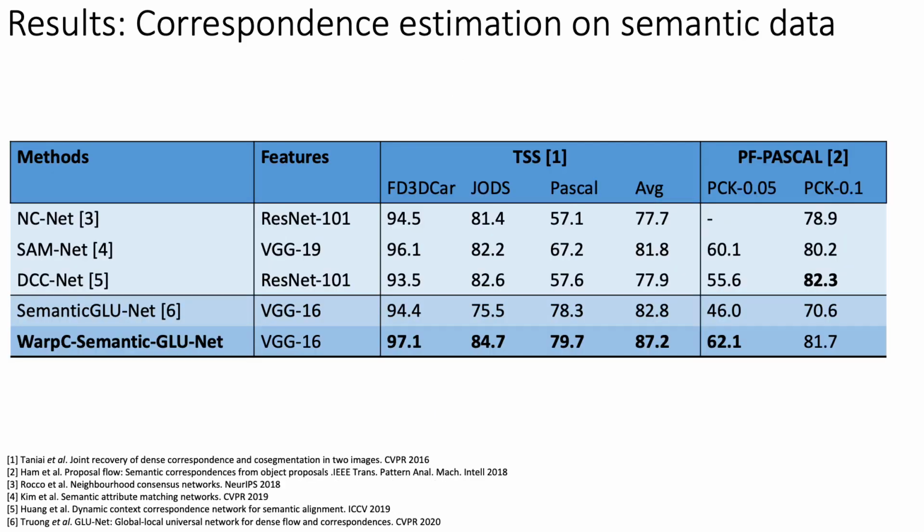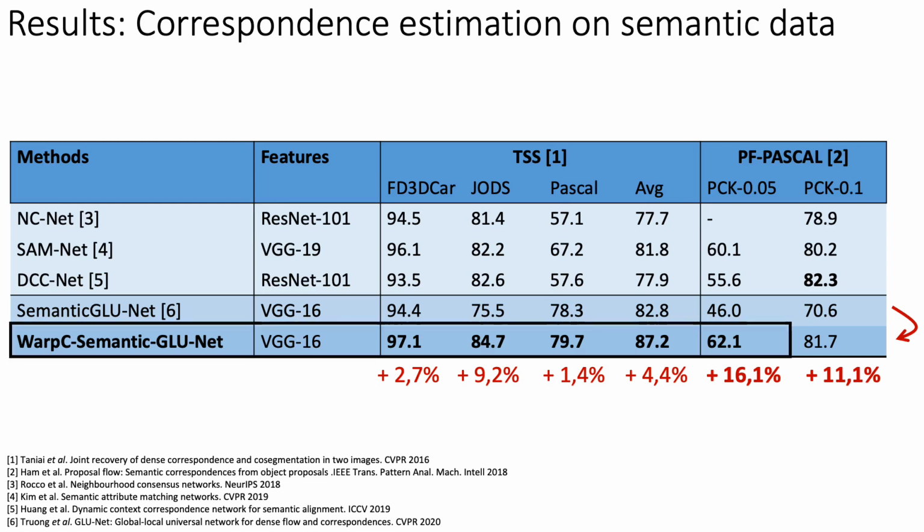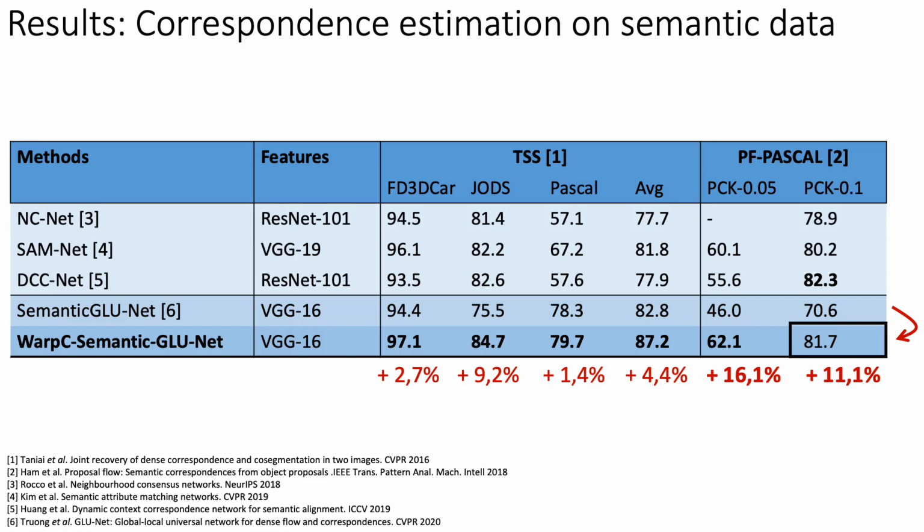We next evaluate Warp-C Semantic-GLU-Net on semantic data. So we look at the PCK on both the TSS and the PF-Pascal datasets. So first comparing Warp-C Semantic-GLU-Net to the baseline Semantic-GLU-Net, we see that our unsupervised objective Warp consistency brings an incredible improvement compared to solely the Warp-supervision objective. Comparing to other unsupervised approaches, our Warp-C Semantic-GLU-Net also sets a new state-of-the-art on the TSS dataset and on the most restrictive thresholds on PF-Pascal. It scores second after DCCNet for PCK 0.1, but here it's important to note that DCCNet employs a much deeper feature backbone.